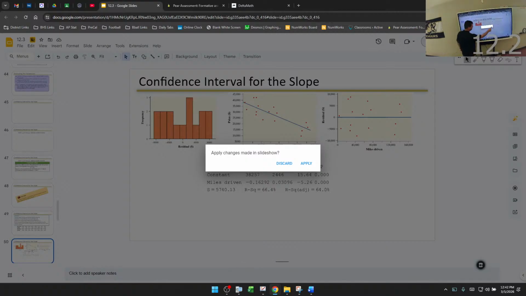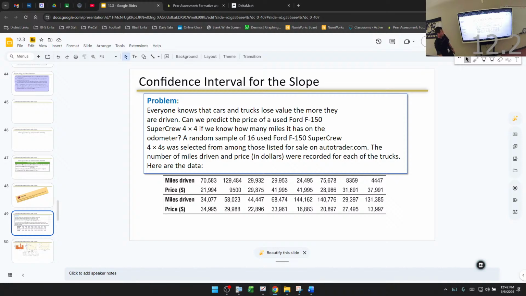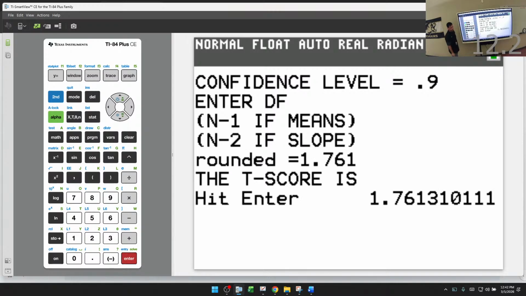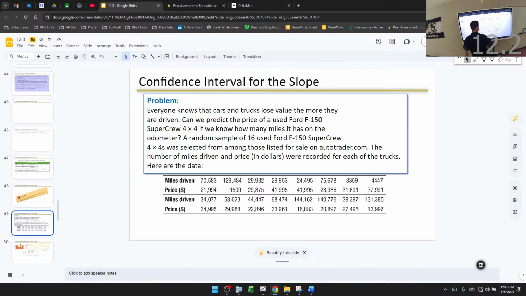Keep, apply. 16 used F-150 trucks. 14. Boom. There's the t-score, 1.76. You've got to know how to do that on the test. You should have known how to do that on the 10 and 11 test. So you need to know that. That is on the test somewhere.